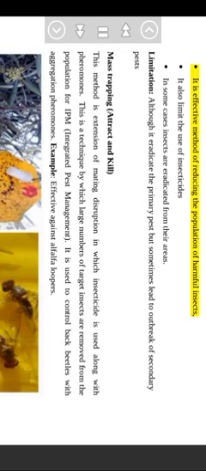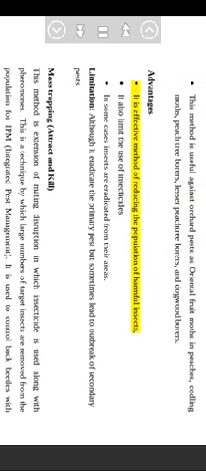Advantages: it is an effective method of reducing the population of harmful insects. It also limits the use of insecticides. In some cases, insects are eradicated from their areas. Limitation: although it eradicates the primary pest, it sometimes leads to an outbreak of secondary pests.